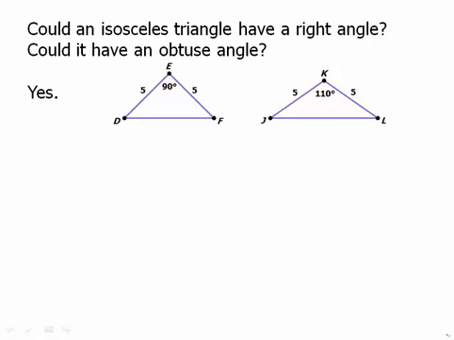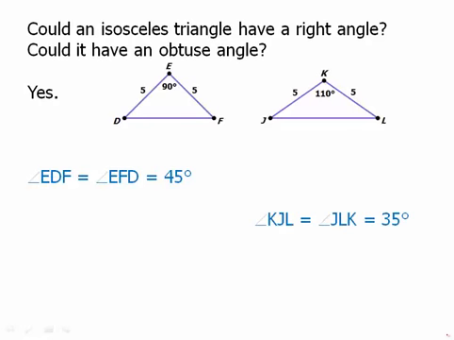And of course, we can even find the other angles in that right triangle. We have 90 degrees, so the other two angles also have to add up to 90 degrees, so each one must be 45. In the obtuse triangle, we have 110 degrees, so the other two angles must add up to 70 degrees, so that means each one is 35 degrees.